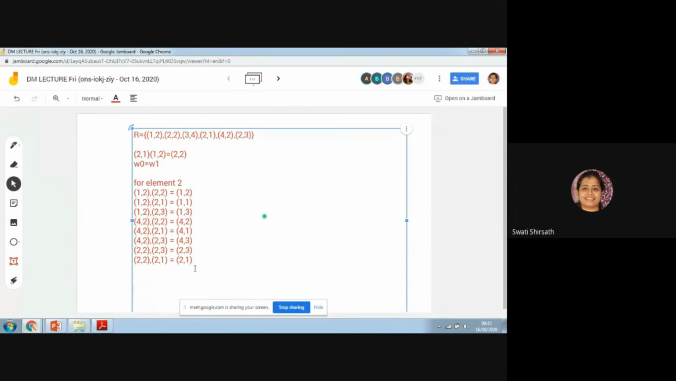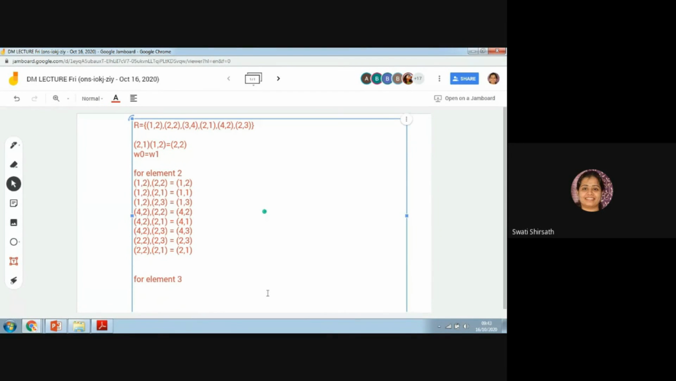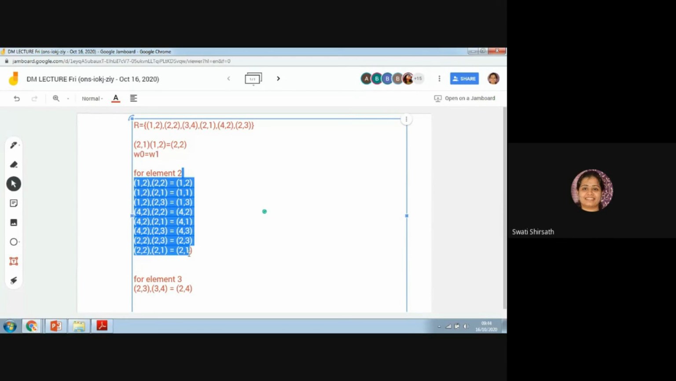Next, vertex for element 3. So for 3, let's see how many pairs are there. I guess only 2 pairs are there. 2, 3 and 3, 4, so it will give us 2, 4. Is 2, 4 there? No, ma'am. No. So you will make changes in W2. W2 will remain as it is. You will keep W2 as it is. Just only new pairs are added in W2. So this will remain the same in W2. Just this 2, 4 will get added newly.